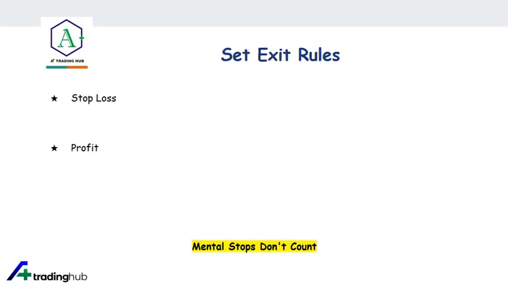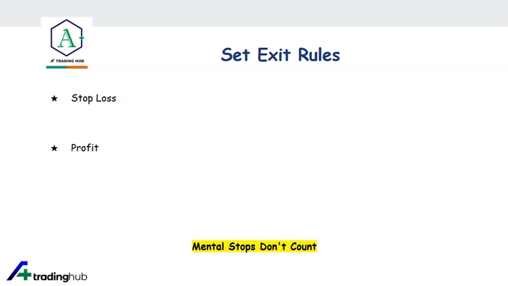Next is set exit rules. Talking about exits, we don't just look at stop loss but also profits. Mental stops don't count in trading. If you say, okay, I don't want to use a stop loss, when price reaches this particular level I'll close the trade. My friend, I'm telling you, you will not close that trade. Rather, you will hold the trade until it blows off your account.